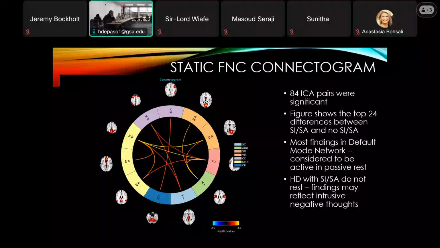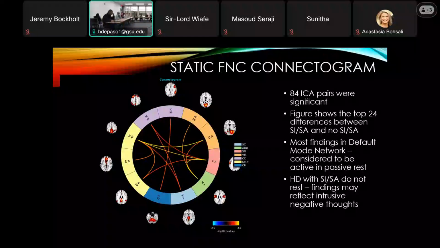Oh well. So we found 84 ICA pairs that were significant. One that I want people to pay special attention to is the one that's 52, which is the strongest one, because that one will be discussed a little bit later in the sensory motor area. The figure shows the top 24 differences between suicidal ideation and no suicidal ideation.